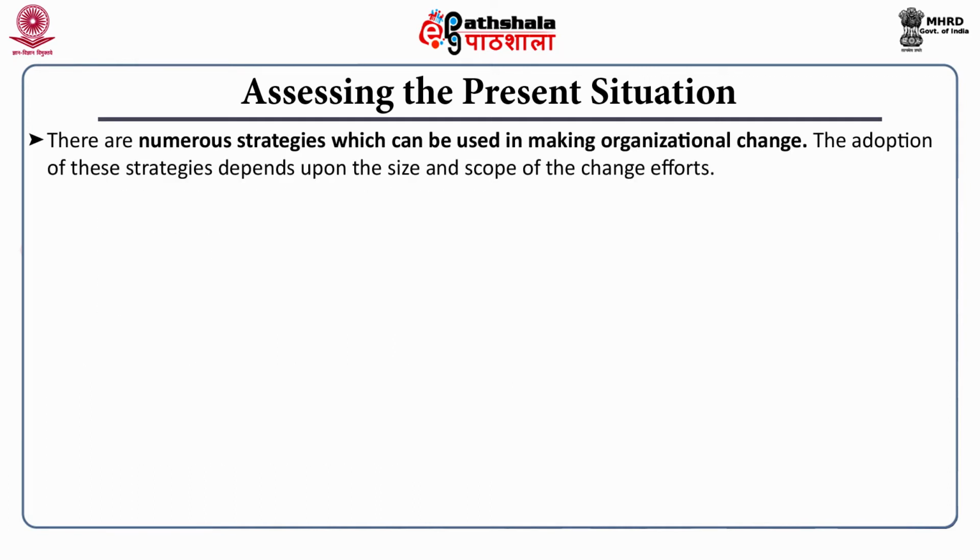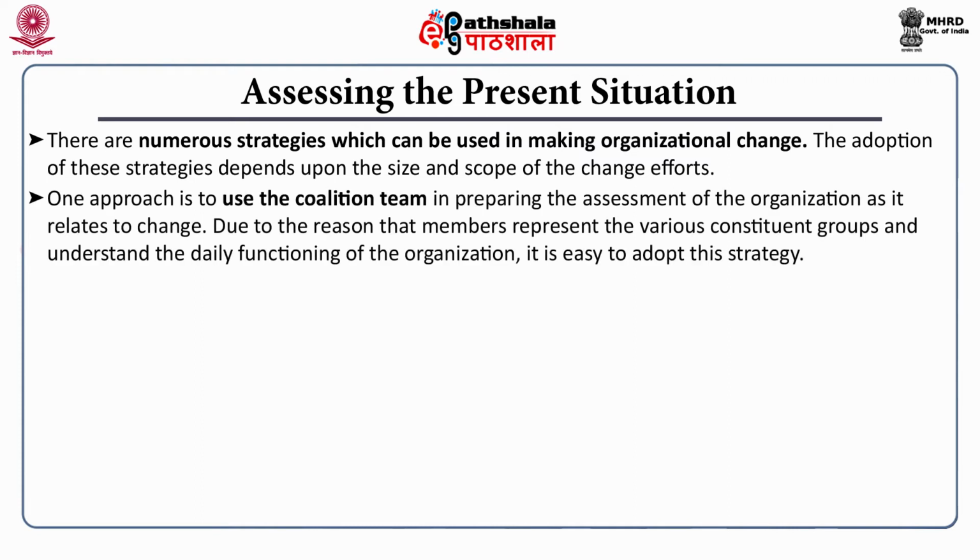There are numerous strategies which can be used in making organizational change. The adoption of these strategies depends upon the size and scope of the change efforts. One approach is to use the coalition team in preparing the assessment of the organization as it relates to change. Because members represent the various constituent groups and understand the daily functioning of the organization, it is easy to adopt this strategy.